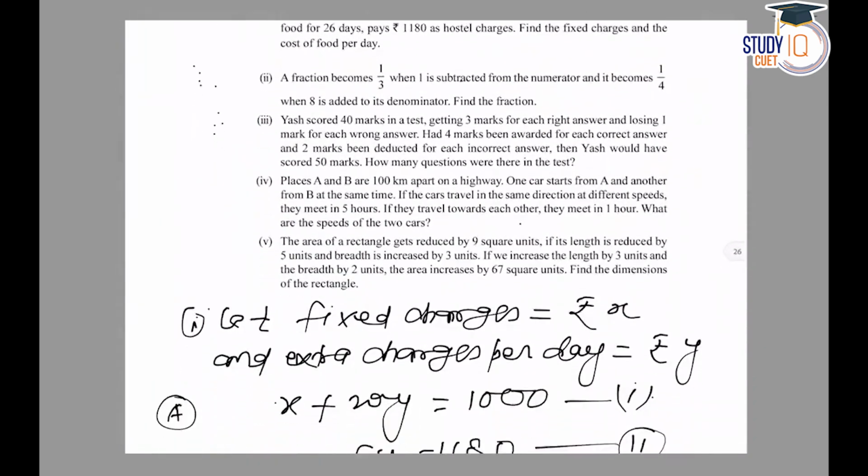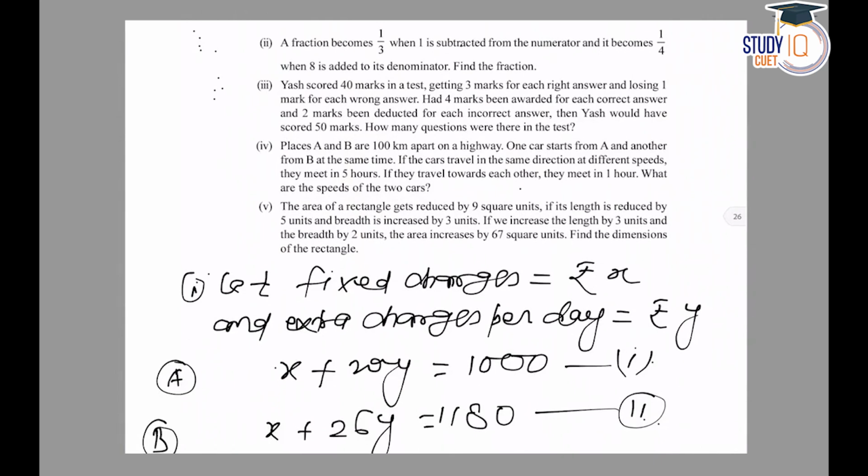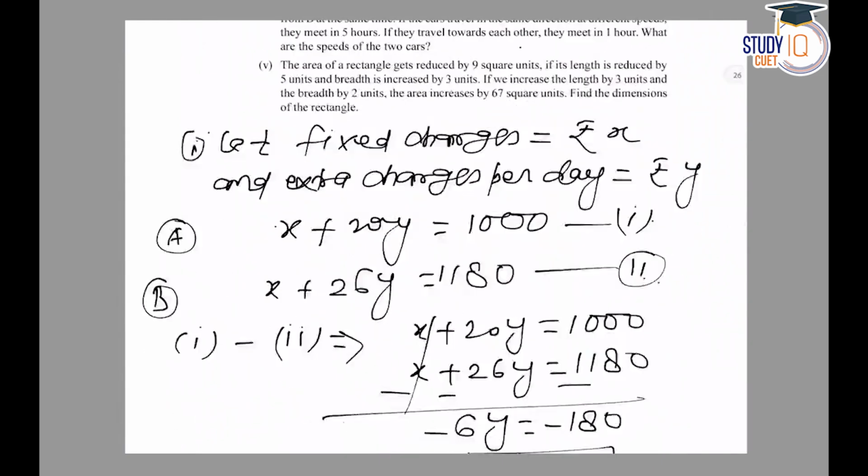Now see part 2. Part 2 is: a fraction becomes 1 by 3 when 1 is subtracted from the numerator and it becomes 1 by 4 when 8 is added to its denominator. Then find the fraction. So for the second part, let the required fraction be X by Y.